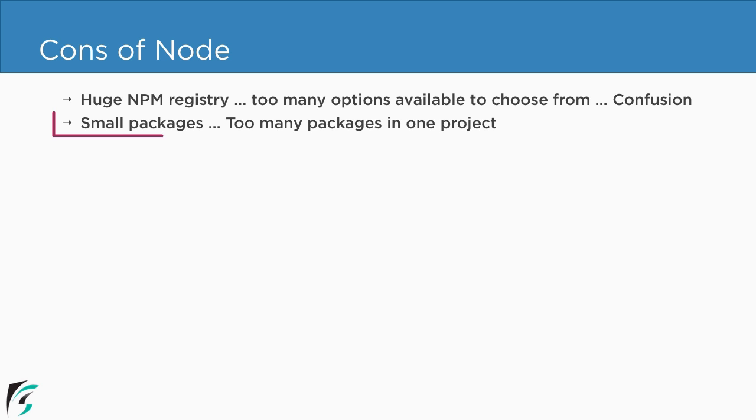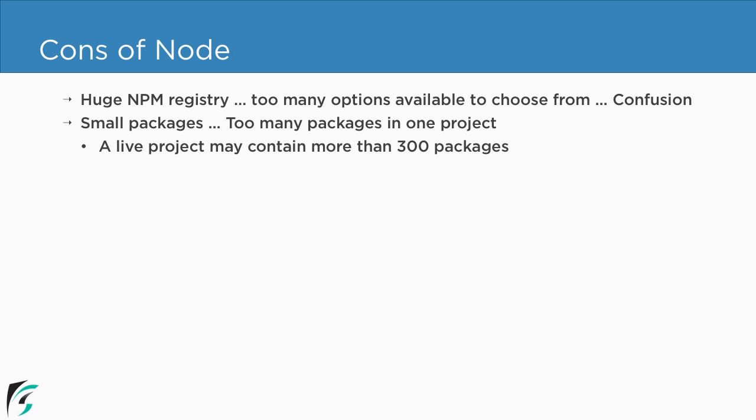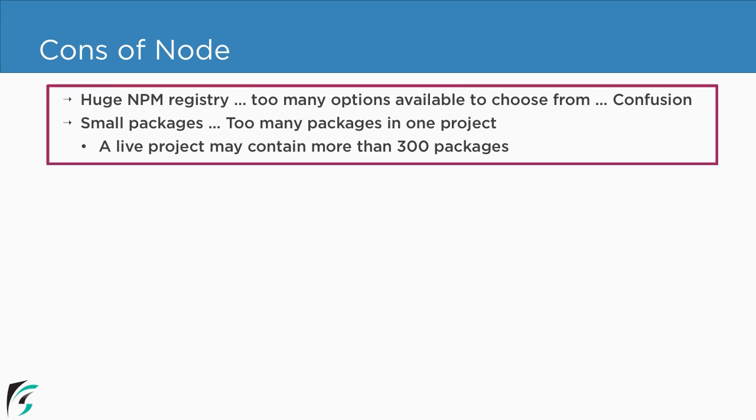Now using NPM, you can use smaller packages in your project. That leads to too many packages in one single project. Typically, a live project can contain more than 300 packages. Now if you look at these two points from a different angle, then they might look like an advantage of using Node in your application. That is, smaller packages are easier to control and maintain, and of course, scale your application.